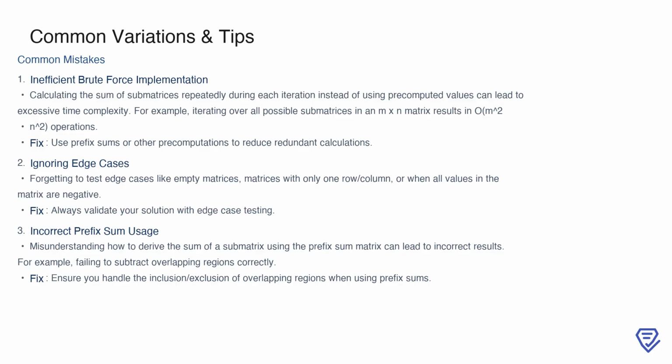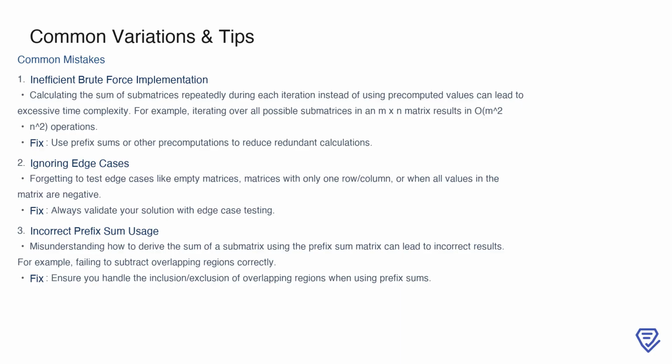For example, iterating over all submatrices of an M by N matrix results in m squared times n squared operations, which becomes impractical for larger matrices. A straightforward fix is to use prefix sums or other pre-computed values to eliminate redundant calculations. Another common issue is neglecting edge cases. It's important to account for scenarios like empty matrices, matrices with a single row or column, or matrices where all values are negative. Testing your solution against these cases ensures robustness.